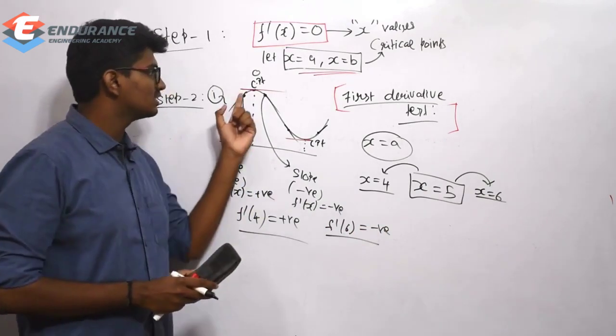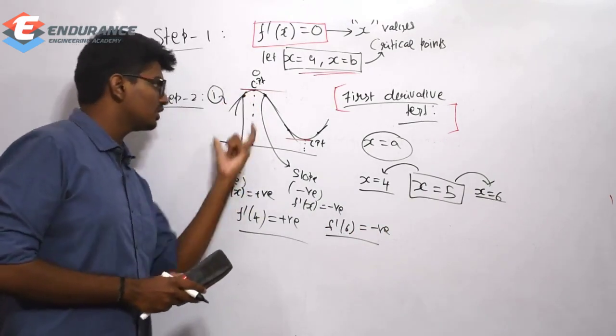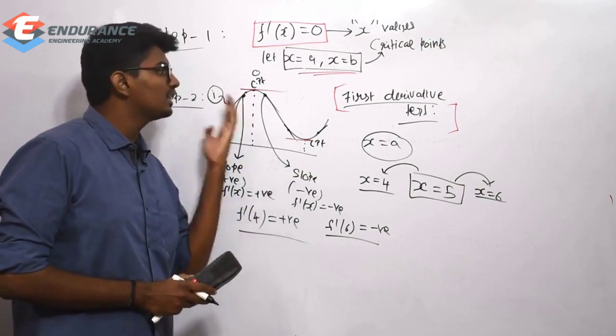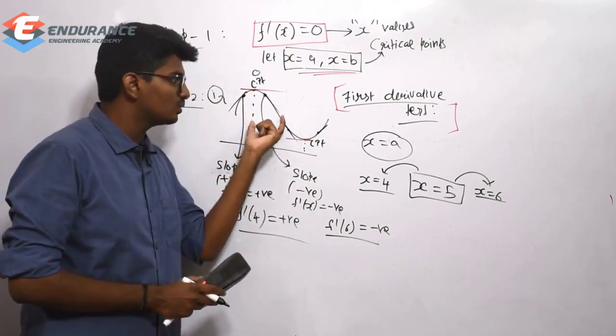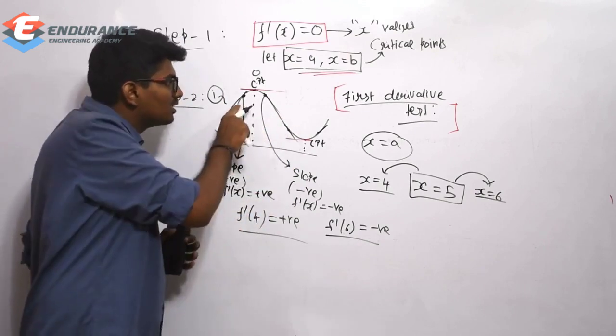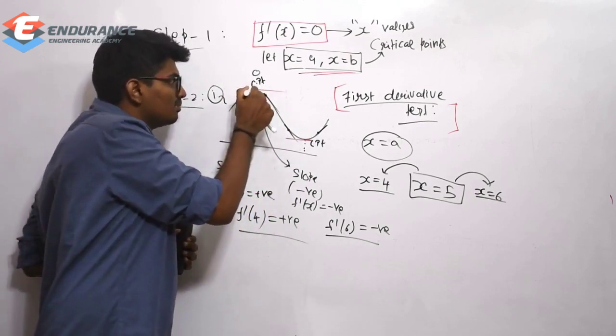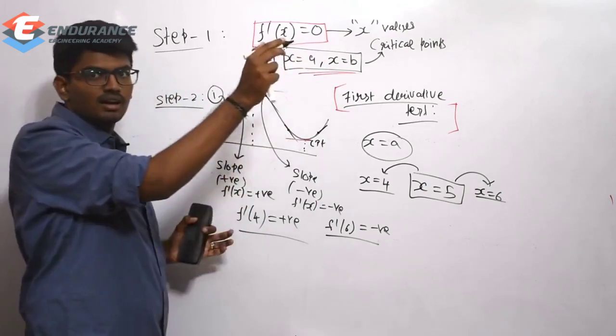You could see here, because it is increasing, the slope is positive on the left-hand side and the slope is negative on the right-hand side. If the slope changes from positive to negative, then in between the positive slope and negative slope there will be maxima.